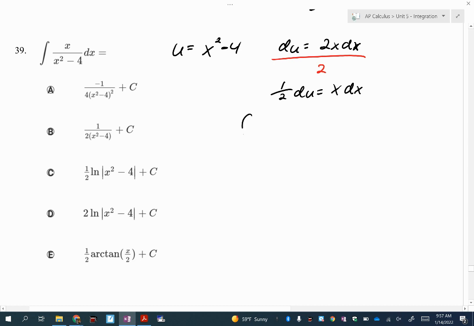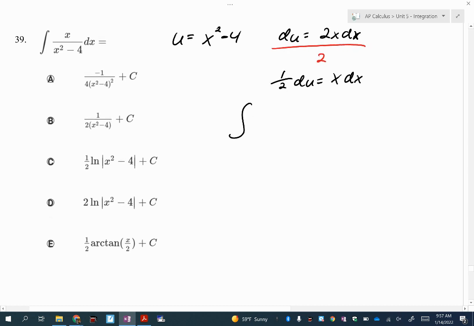Okay, so here comes my substitution here. So I have, that's going to be, let's write this as 1/2 out front, and then this is du over u.